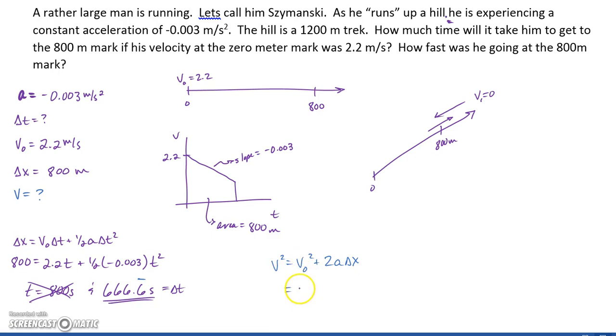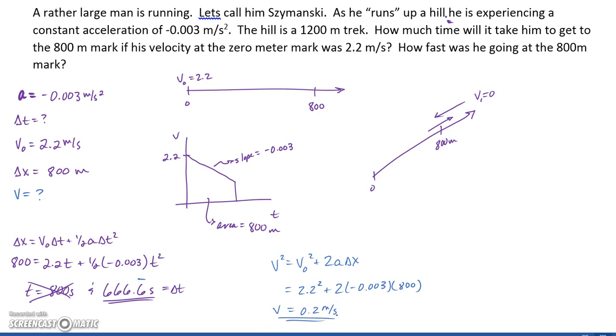But your initial velocity here is 2.2. Square that. Plus 2 times 0.003. Displacement's 800. So now you can solve, and when you do this, you get your velocity. Don't forget the square root. People always forget to take the square root. Your velocity is 0.2 meters per second. So that's your velocity.